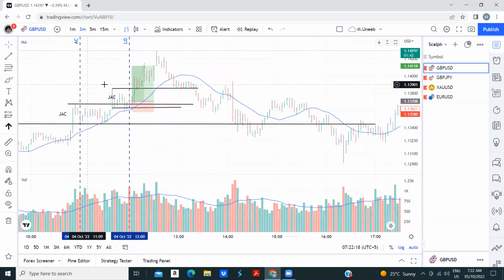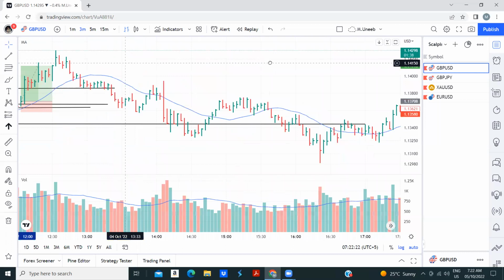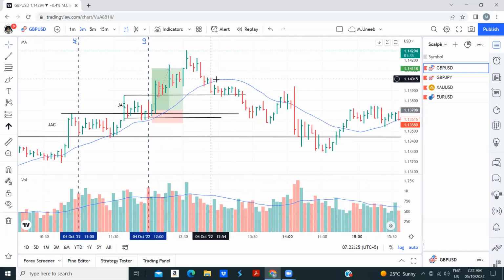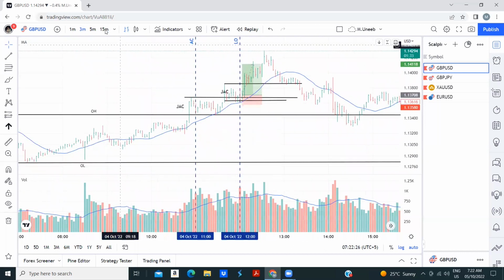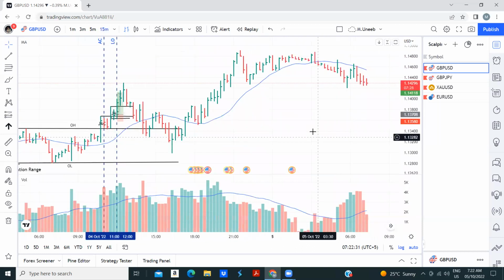So here the immediate bias during London Open is also bullish. Major bias is also bullish. You will go up. And if you want to know where the price will stop, go to the 15-minute time frame again to see where the price would temporarily reverse.